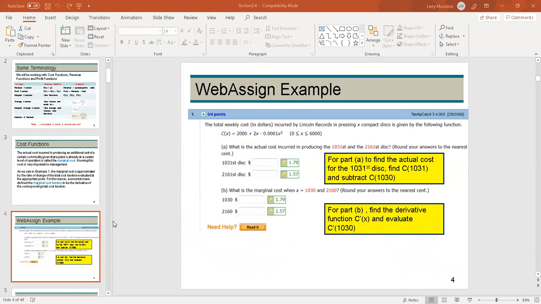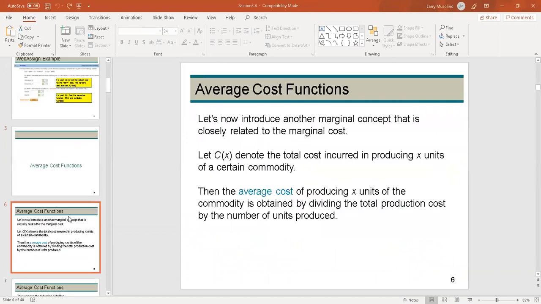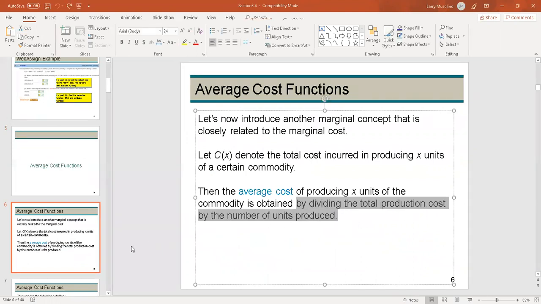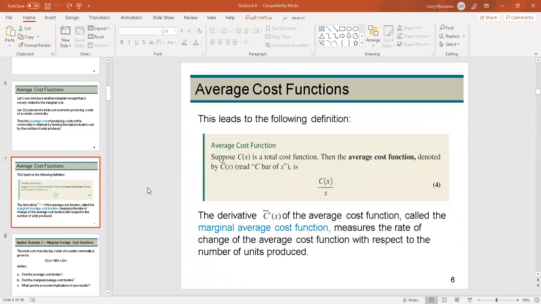So again, marginal cost means the derivative function. How about average cost? Well, average cost you figure out by taking the total cost and dividing by the number of units produced. So the way we would write this C bar function is this fraction you see here. Take the cost and divide by x.